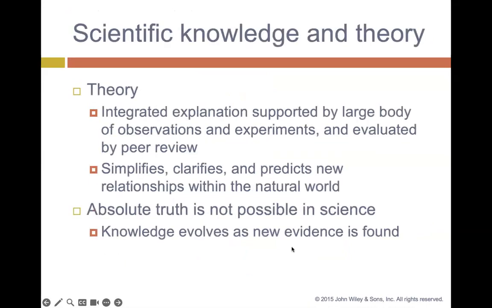A theory then is an integrated explanation supported by a large body of observations and experiments. Then they are evaluated by peer reviews. The theory helps to simplify, clarify, and predict new relationships within the natural world. An absolute truth will never be possible in science because knowledge will always evolve as new evidence is found. So that's important to remember, an absolute truth isn't possible in the world of science because we'll continue to have new theories that might evolve.